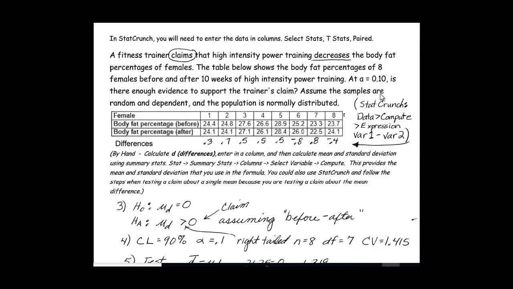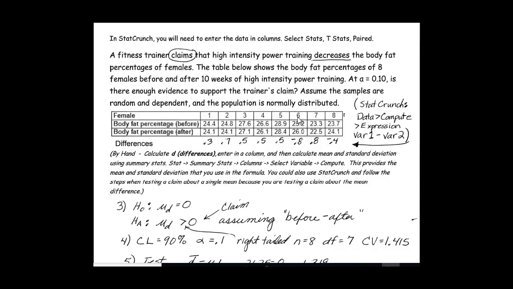Assume the samples are random, dependent, and that the population is normally distributed. So this word dependent is kind of a flag that you're looking at paired data. When you look at the table here, it seems obvious you're dealing with a population of females. You're looking at a measure taken before and after the training.